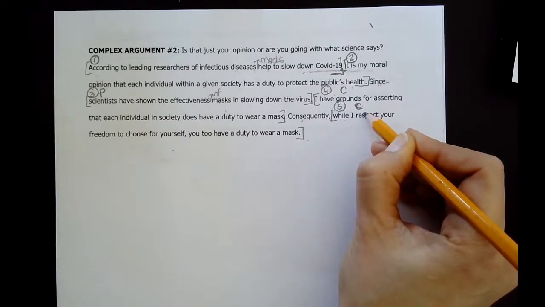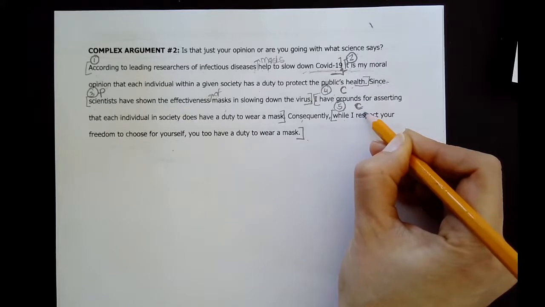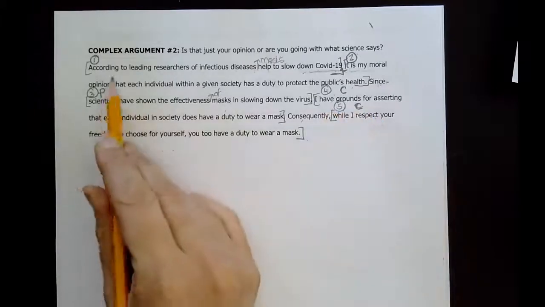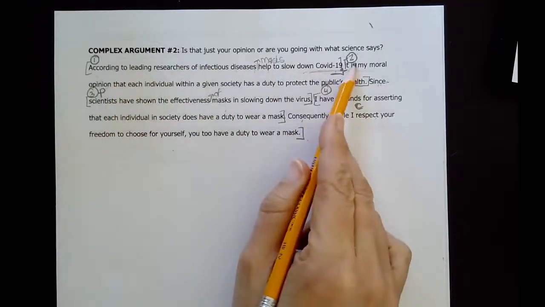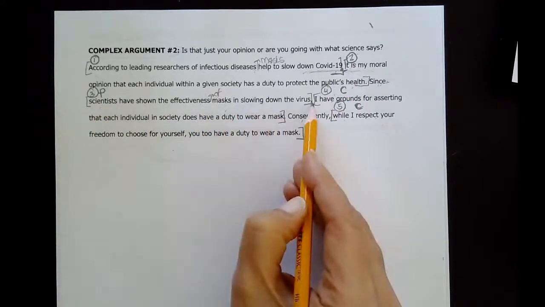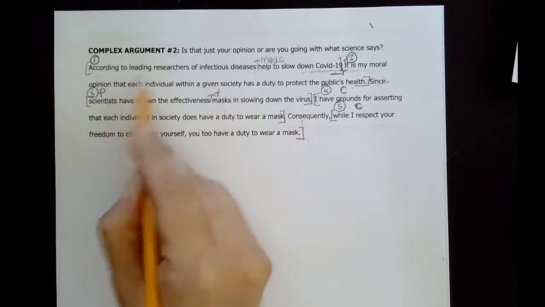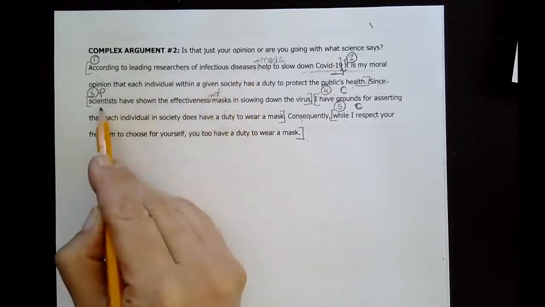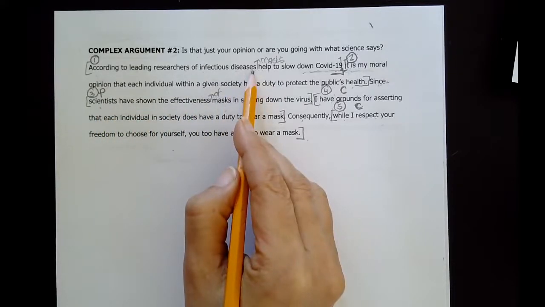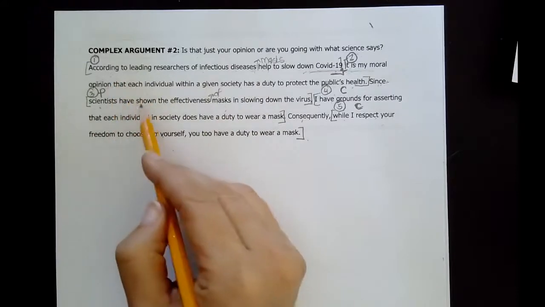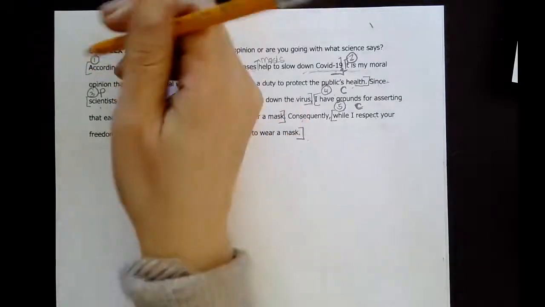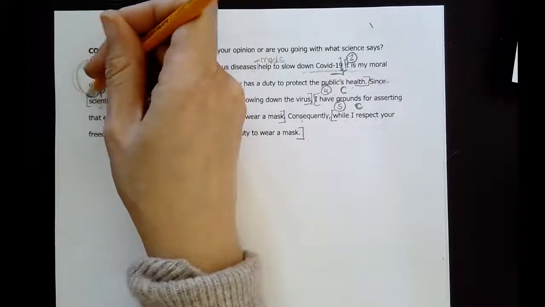I do need to figure out which one is the sub-conclusion. There has to be at least one, and the final conclusion. There can be only one. But I still have not labeled statement 1 and statement 2. So I notice that statement 3 says scientists have shown effectiveness of masks in slowing down the virus. Well, aren't leading researchers of infectious diseases scientists? And this says, according to, so that's basically what? Shown, so they've shown something, the effectiveness of masks in slowing down the virus. So these are really saying basically the same thing.